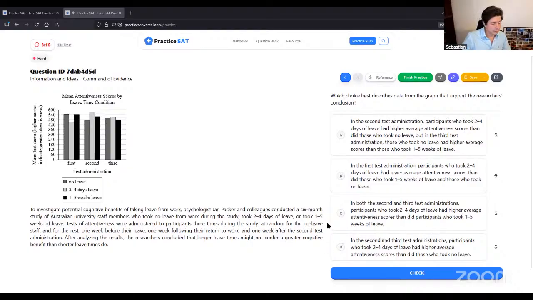Okay, we got someone saying C. Let's check. So what is their conclusion? Longer leave times might not confer greater benefit than shorter leave times do.